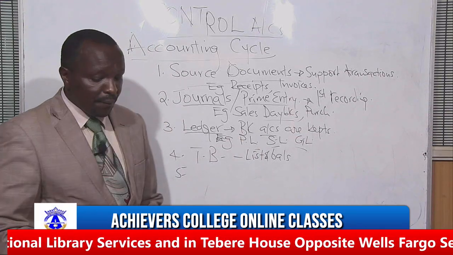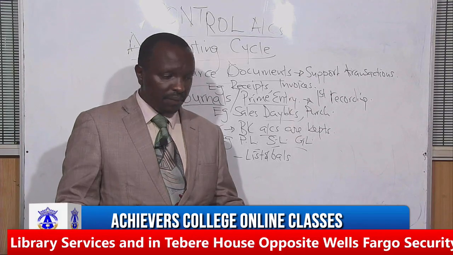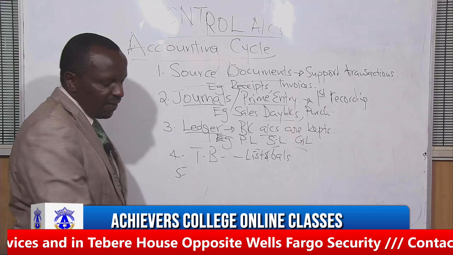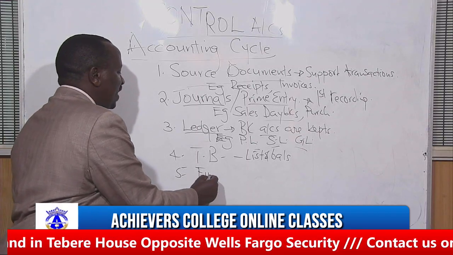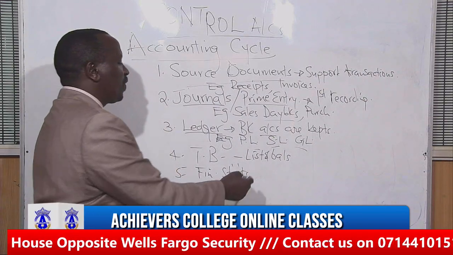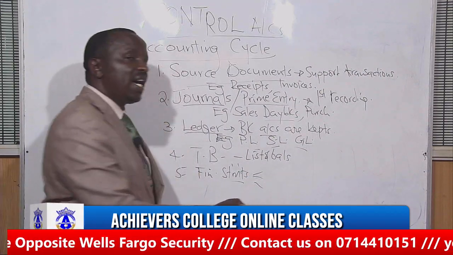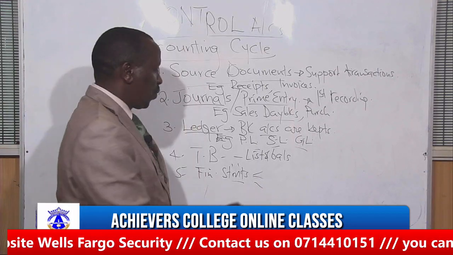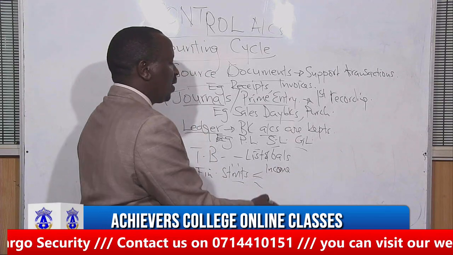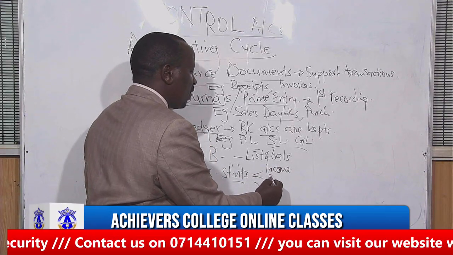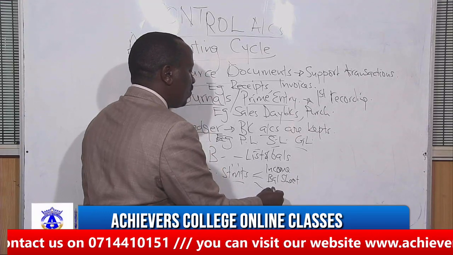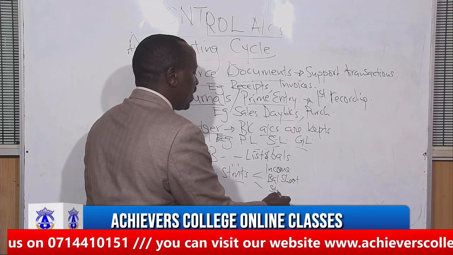Then the fifth step in the accounting cycle is the drawing of the financial statements. Financial statements, again, have three common ones. We have the income statement, the balance sheet, and the statement of cash flow.